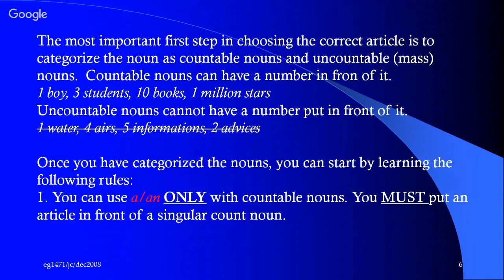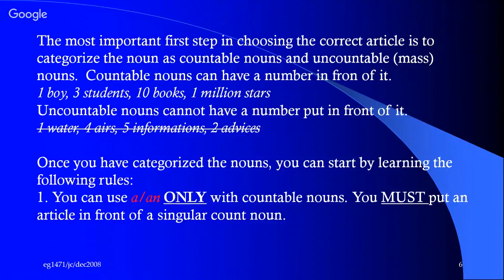Countable nouns can have a number in front of it. One boy, three students, 10 books, 1 million stars, ivella countable nouns. Because countable nouns munde navu numbers hakabodu. Cardinal numbers antivi 1 2 3 4 etc are called cardinal numbers. We can use cardinal numbers with these nouns.